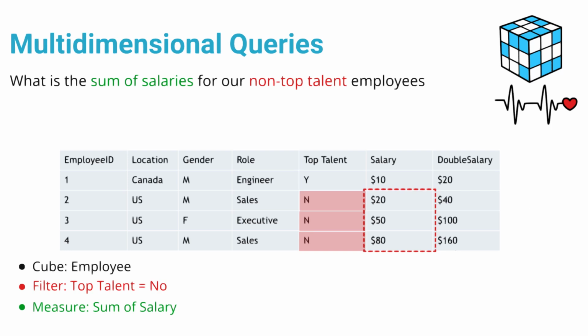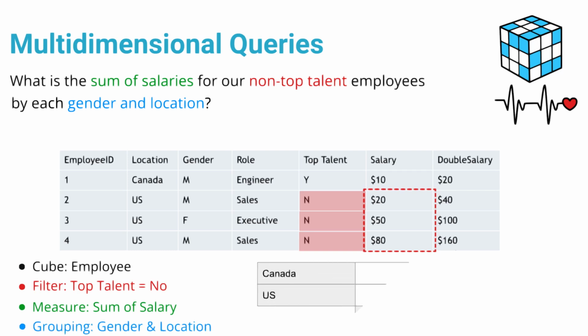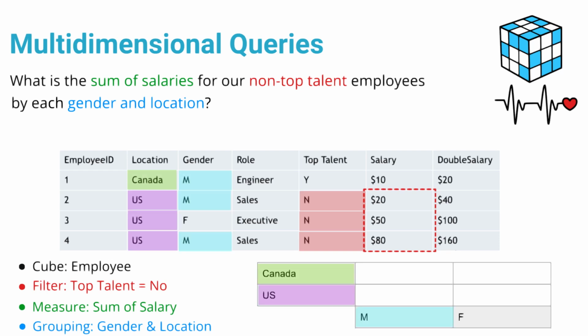What is the sum of salaries for our non-top talent employees by gender and location? The cube is employees, the filter is top talent equals no, and the measure is sum of salaries. The grouping is gender and location. First create cells for the grouping dimensions, then filter records and map them to cells according to the grouping dimensions. Finally, evaluate measures on each cell. That's it. We answered our multidimensional question with grouping.